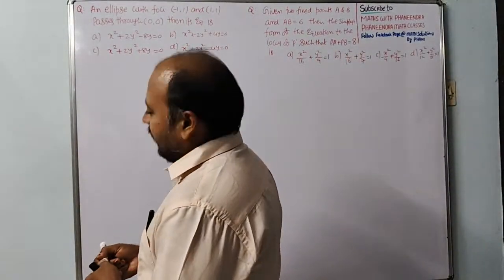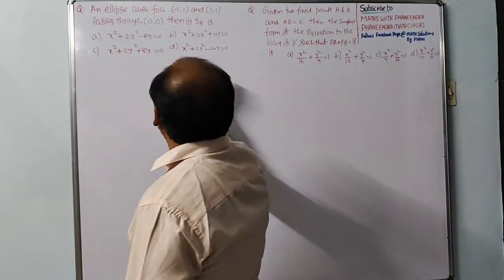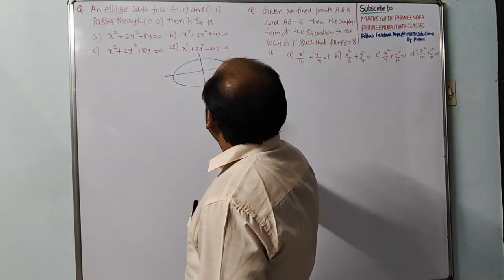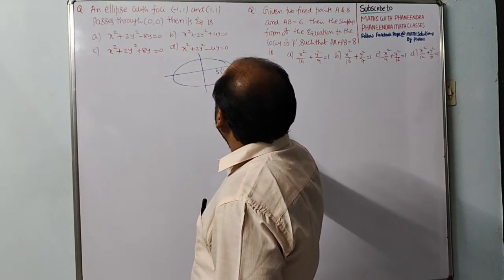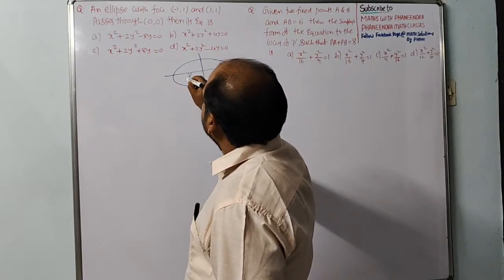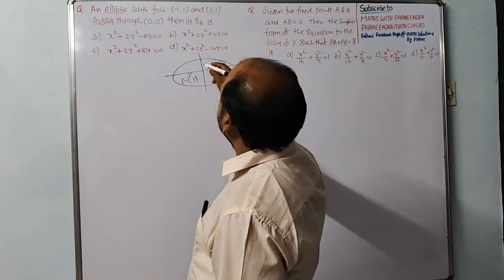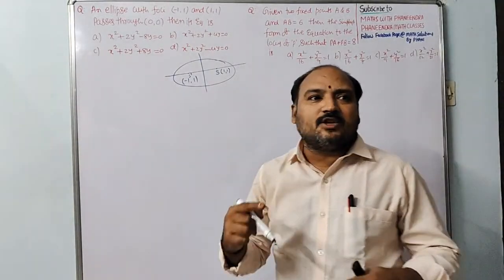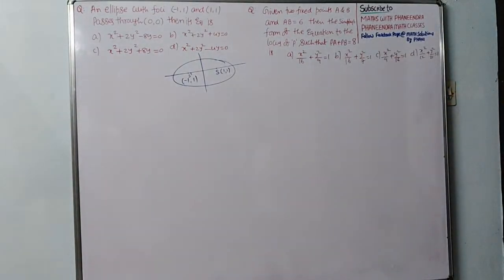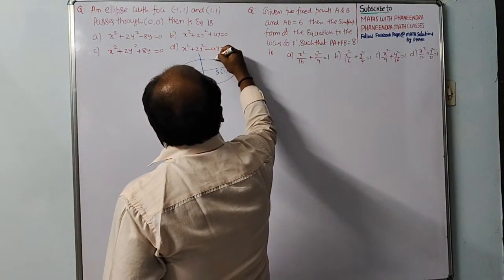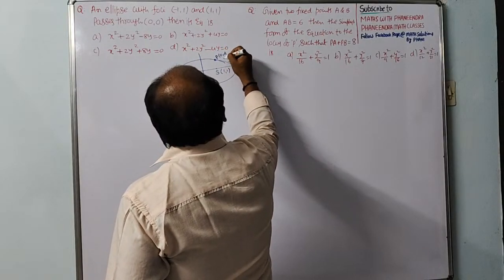An ellipse with foci: if a rough diagram we have to draw according to the question, this is the ellipse equation. Foci S is (1, 1) and S dash is (-1, 1), and it is passing through (0, 0). Are you getting all of you? Passing through the origin, somewhere else you can take it. You can take here P of (0, 0).